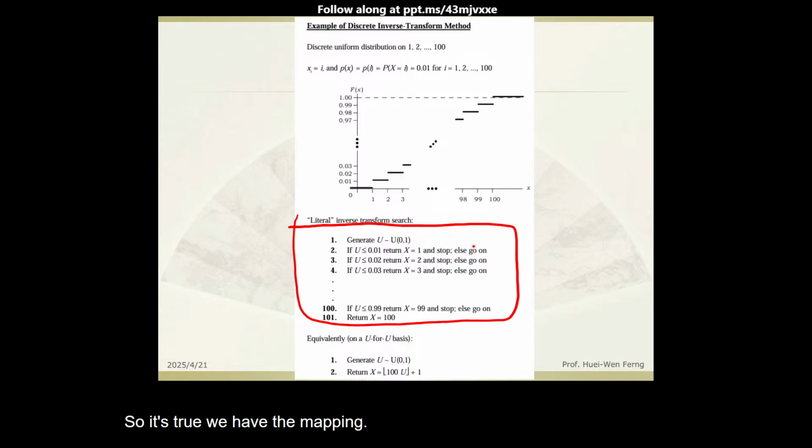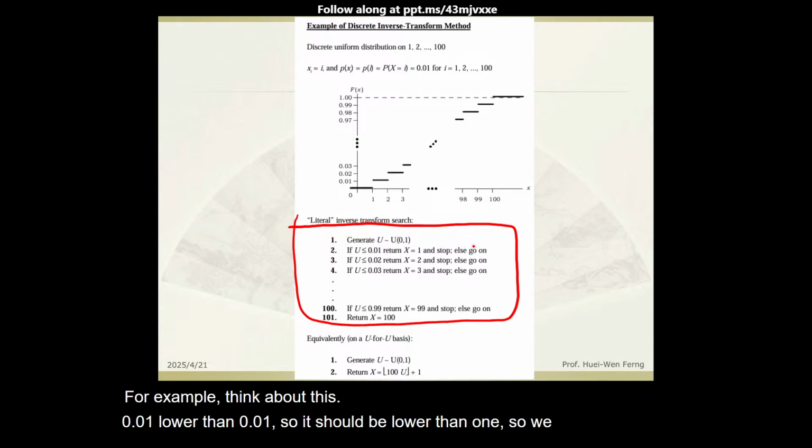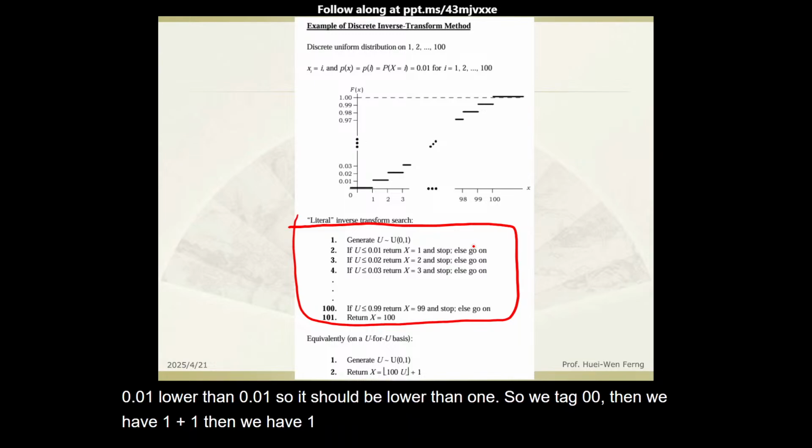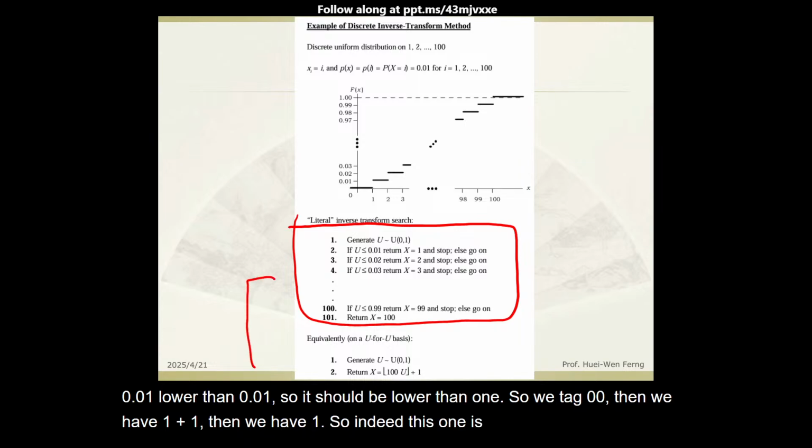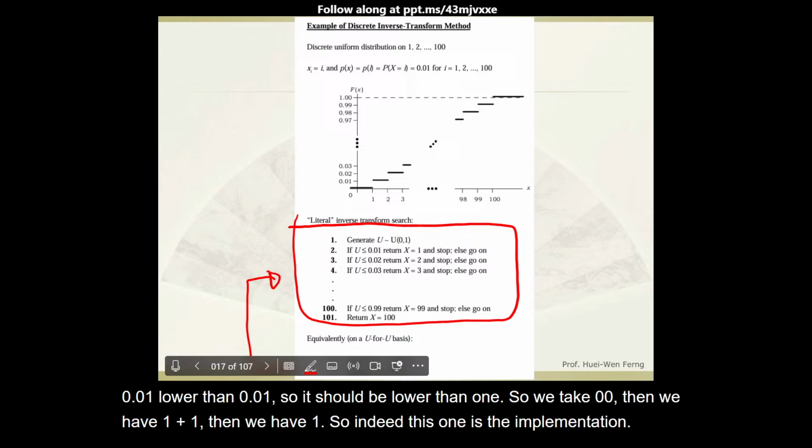For example, think about this. U lower than 0.01, so it should be lower than 1 after multiplying. So we take the floor, 0, then plus 1, then we have 1. So indeed, this one is the implementation. Right? So this is a discrete uniform.